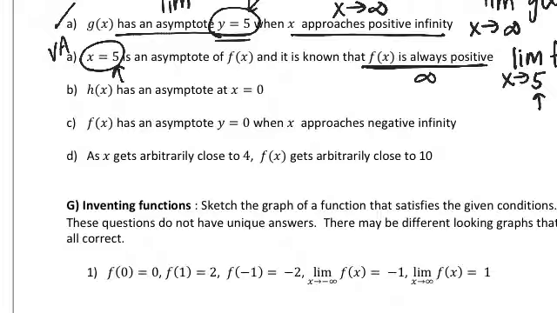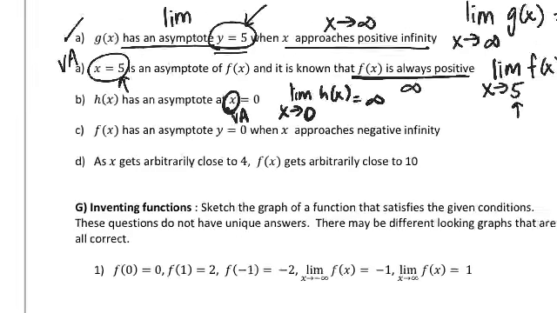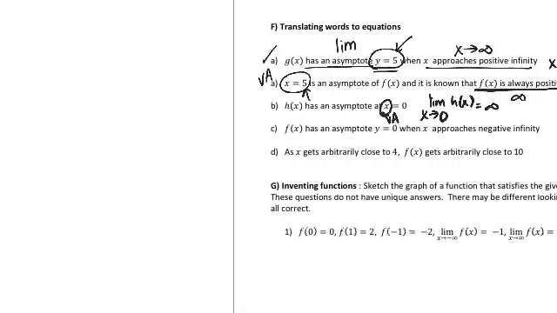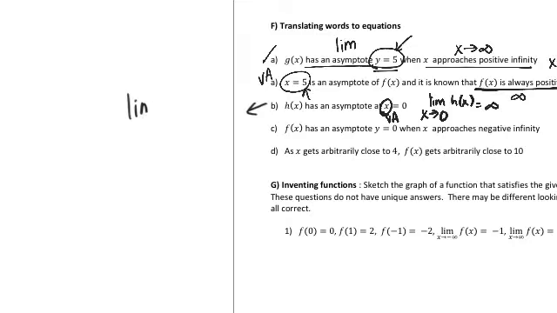H of x has an asymptote at x is equal to 0. That's a vertical asymptote. So here we can say the limit of h of x as x approaches 0 is equal to infinity. I could say that, but I could also say for this one, since I'm not told that it has to be from both sides, I could even say something like this, right? That would be okay as well.